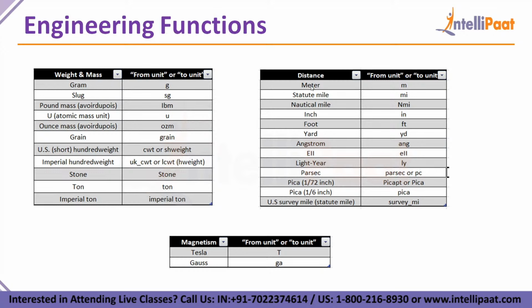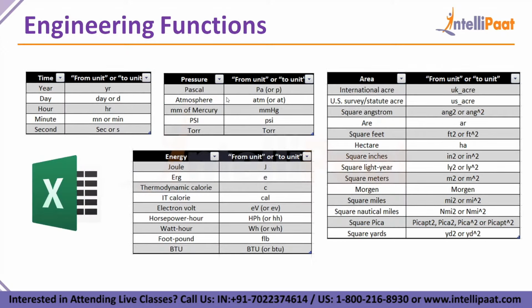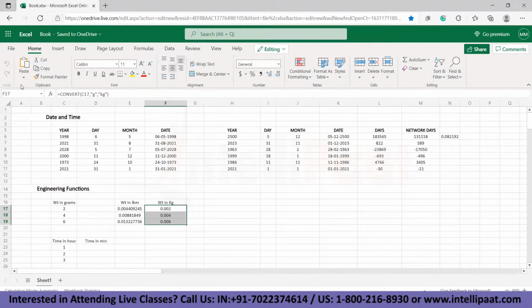See, you can convert the distance from meter to any unit like yard, foot, inch, angstrom, light year, parsec. Oh my god, there's lots of data. Then there is magnetism data like Tesla and Gauss. And there are other categories like time, pressure, area, energy. There are lots of data, so don't be overwhelmed by it. There are more. Let's take a look at one more example here.